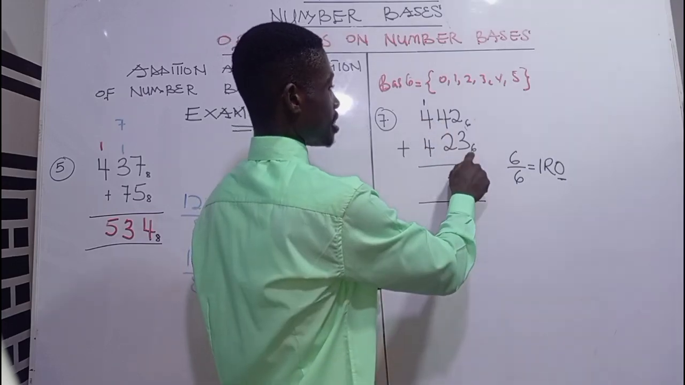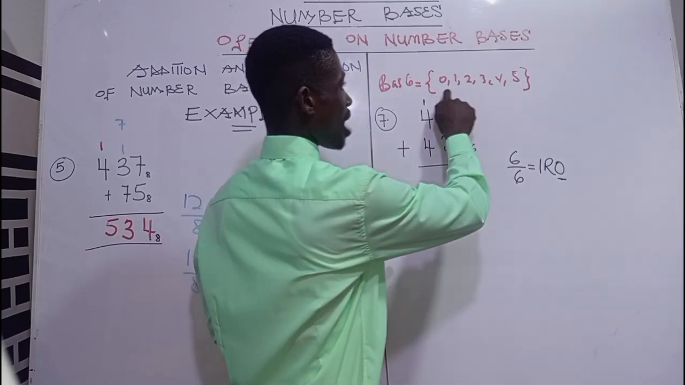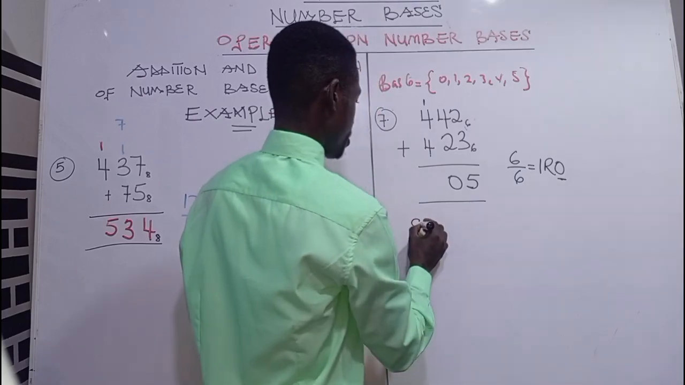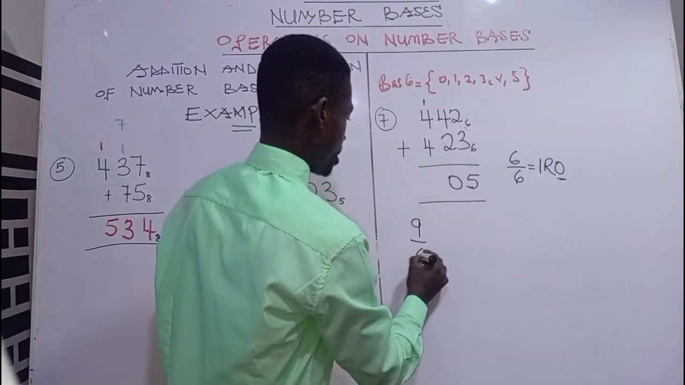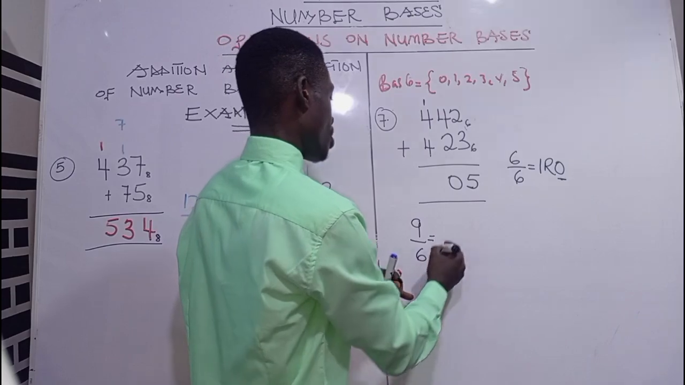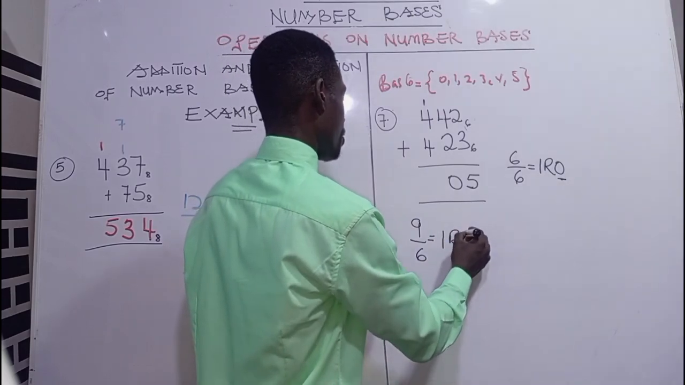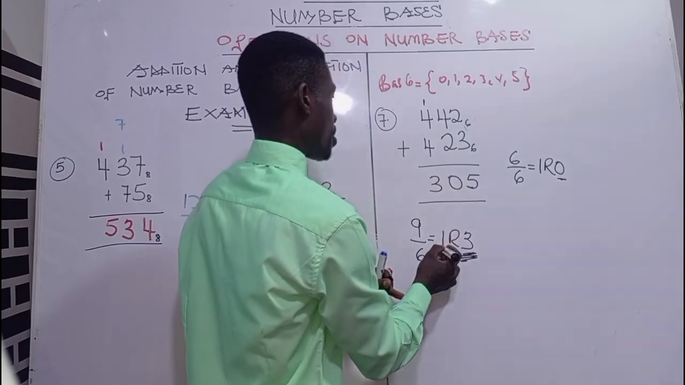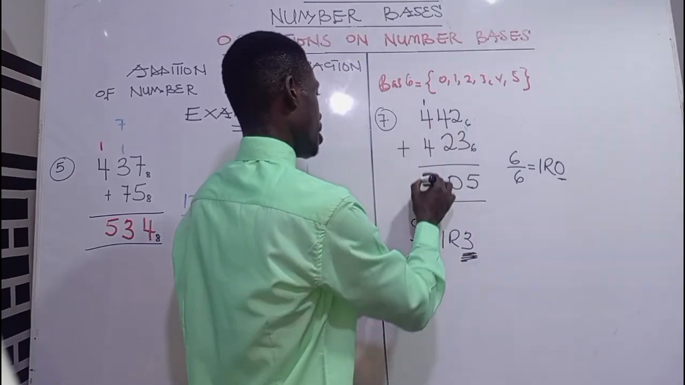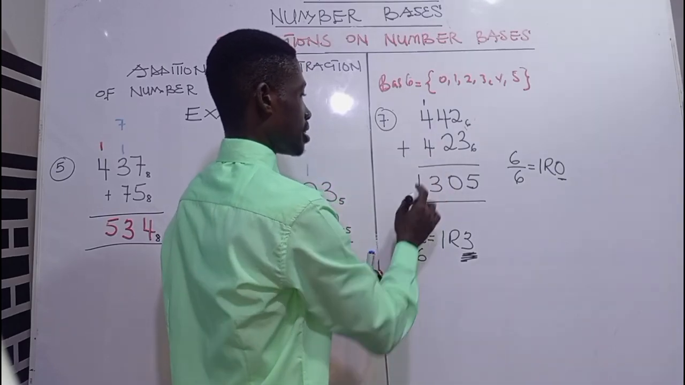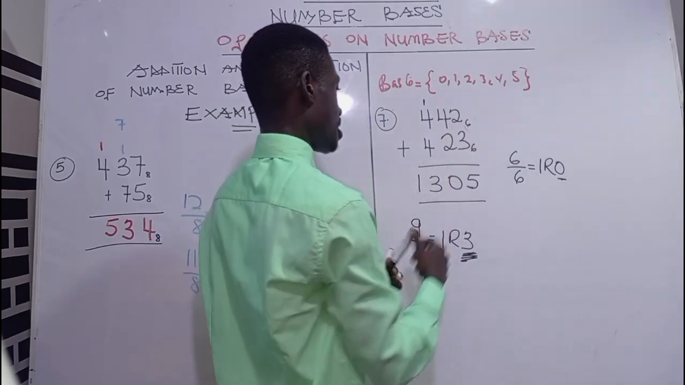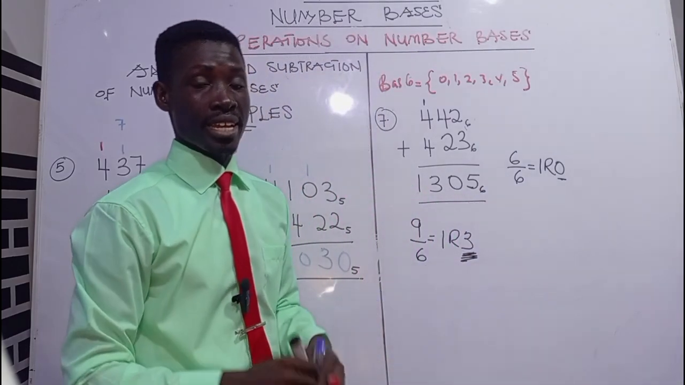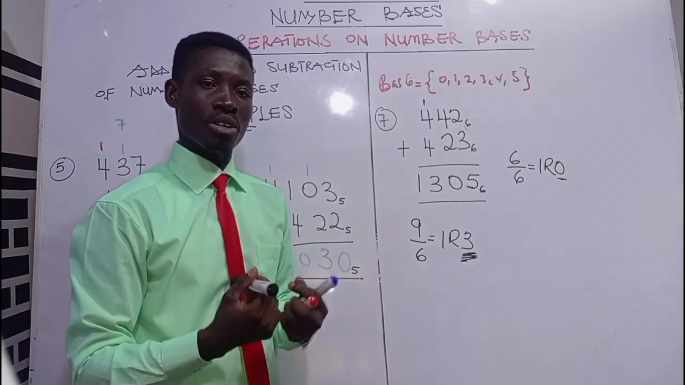5 plus 4 gives us 9. 9 is greater than the base we are working in, which is base 6, and we don't have 9 in a base 6 digit. So we are going to divide the 9 by the base that we are working in, and this is going to give us 1 remainder 3. So we write the remainder here, and then we carry 1 to the next number. Since there's no number here, we write it in front. So this plus that in base 6 is equal to this in base 6. Very, very easy. I guess you have grasped the concept.